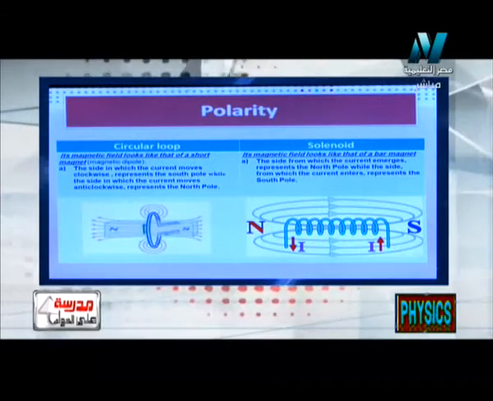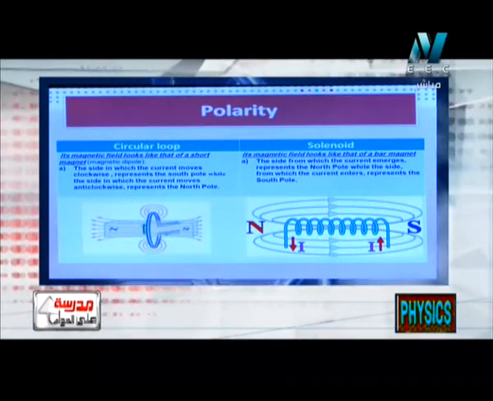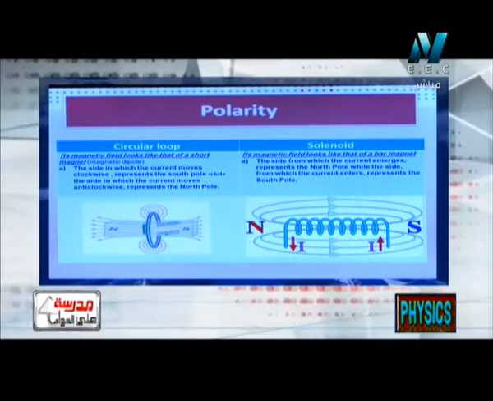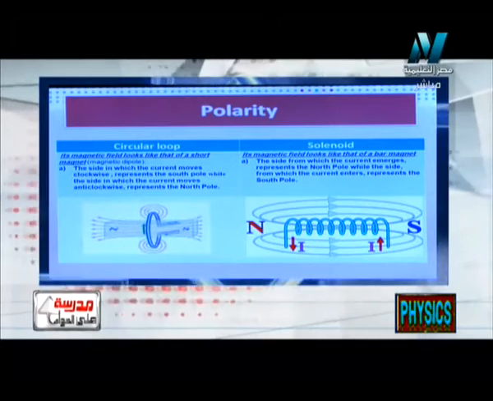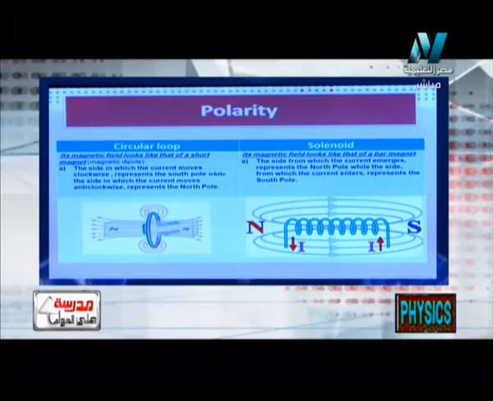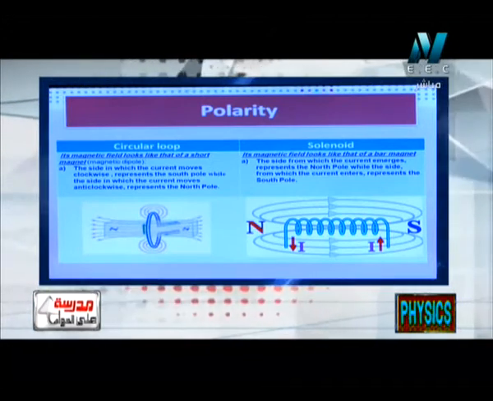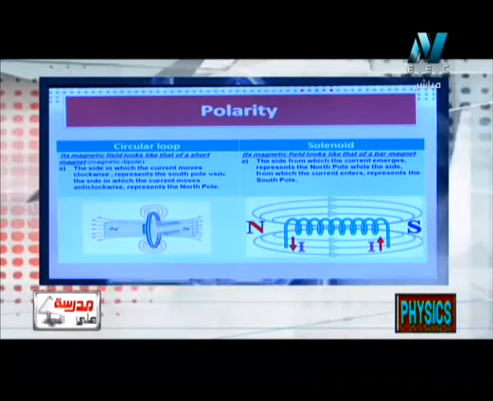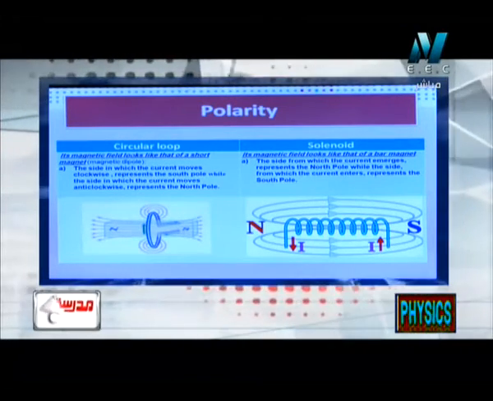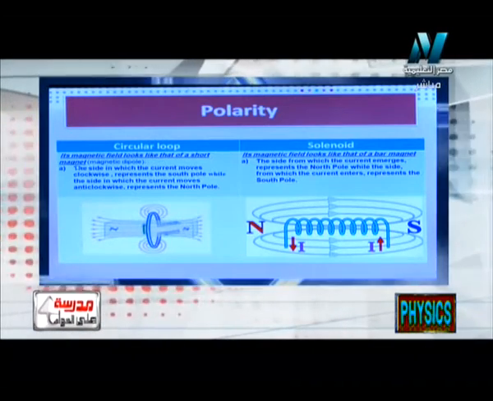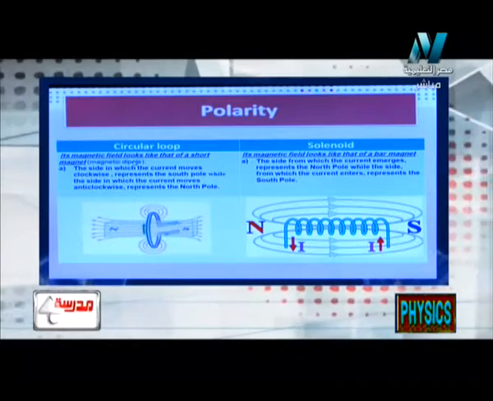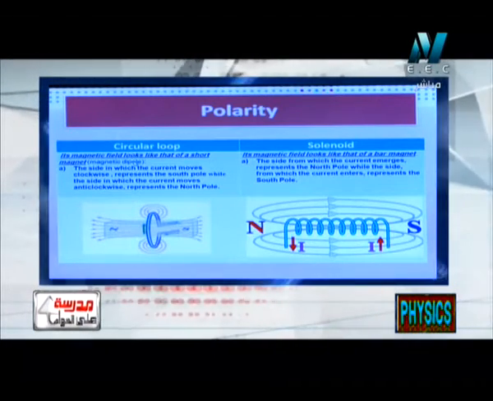Then what is the polarity, and how can we determine the polarity of a solenoid or a loop carrying a current? What is meant by polarity? Polarity means that the circular loop, when it carries a current, is changed into a magnet. The magnetic field around the circular loop looks like that of a short magnet. So it has a magnetic dipole, which means it has north and south.